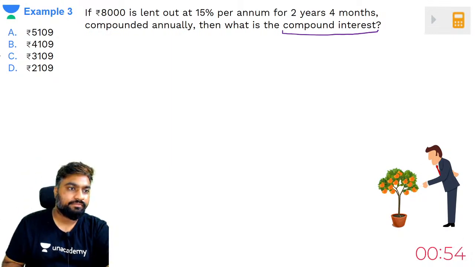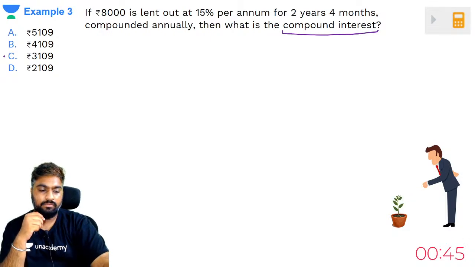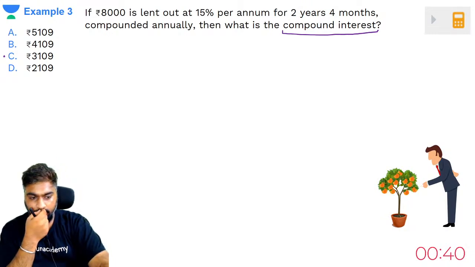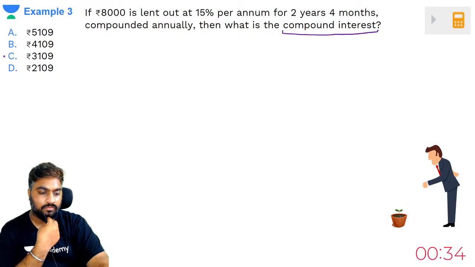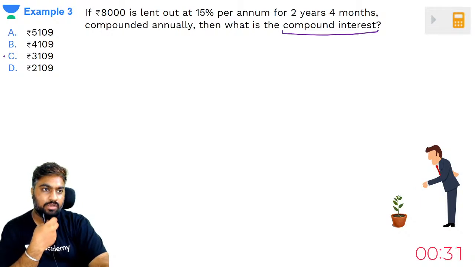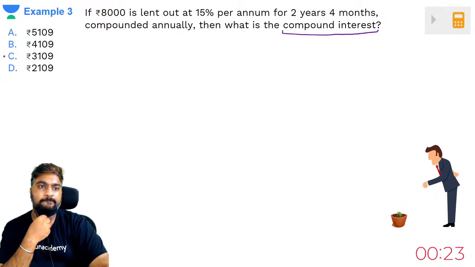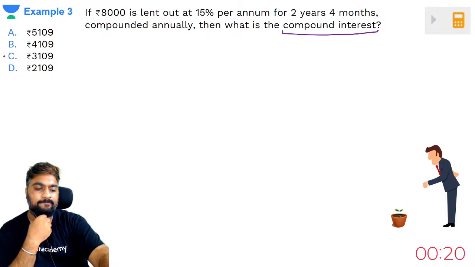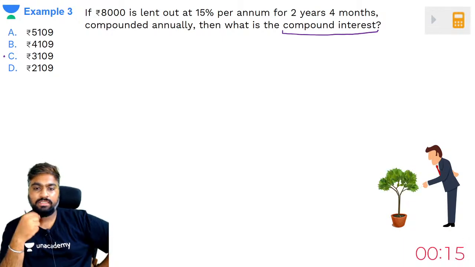Gaurav says C, 3,109. How about others? Saurabh says C, 3,109. Superb. How about others? बहुत ही सिंपल क्वेश्चन है ये.